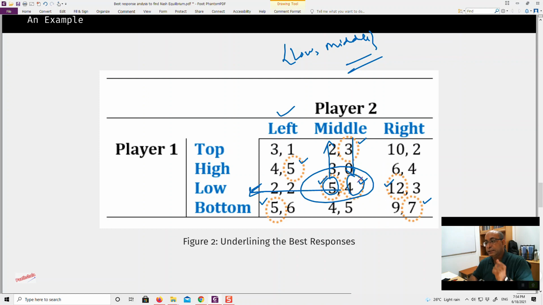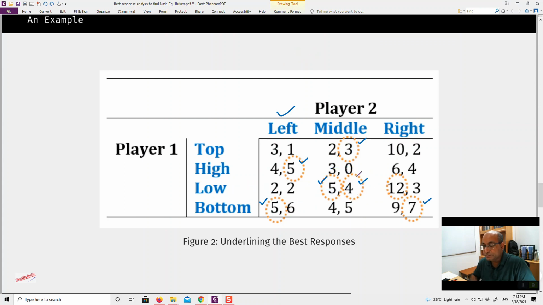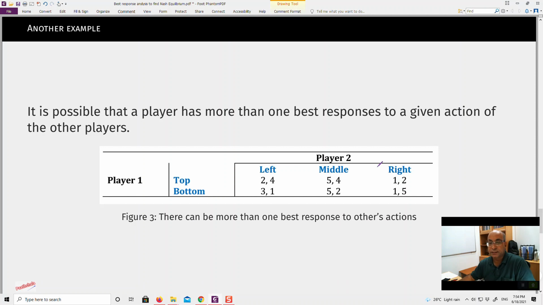Now we saw that it is possible that for one particular action, there is another interesting thing here to observe, and this is that this action low by player 1 is actually a best response against two different actions of player 2. It is a best response against middle as well as against right. So let's use this interesting thing and see what other possibilities there are. So it is possible that a player has more than one best response to a given action of other players. So I have this game here. So let's see how we can solve this game and what the best responses are.